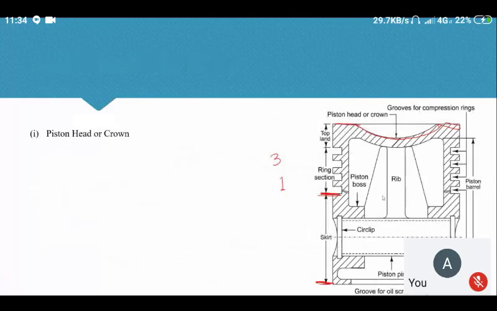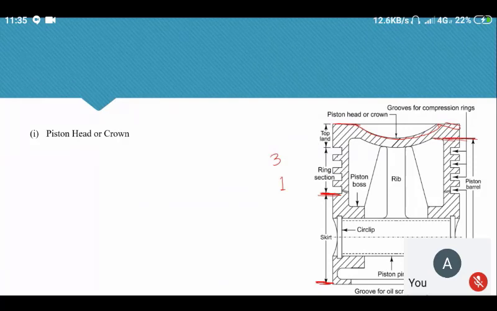Piston barrel, if you see here, the inner surface, the inner view, the inner edge of the piston head till the end is called the piston barrel. In addition to that, there is a terminology called land. There are different types of land.